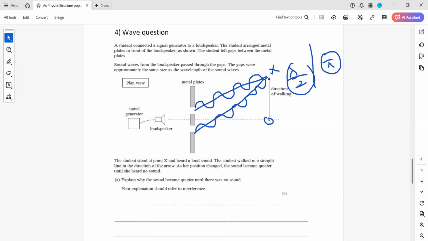Then as we move from X, the phase difference will change. That is 1 more mark. And then there will be destructive interference at a point where we don't hear any sound. It means the path difference will be lambda by 2, or the phase difference will be pi radian, or the two waves will be in antiphase. Antiphase means the crest of one is joining with the trough of another, or 180 degrees out of phase. Is it clear, this one? You have to write the structured answer for this question.